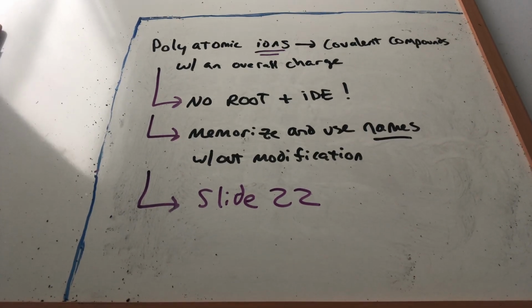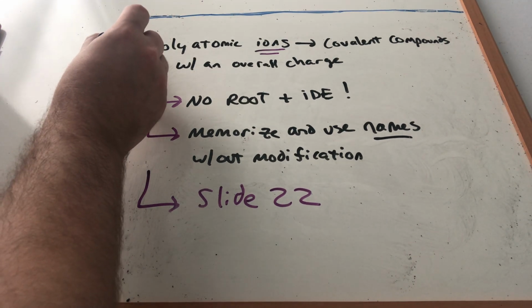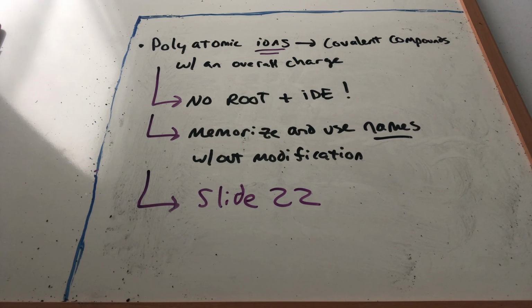So we're still within ionic compound naming. We're close to being done with it, but there are a couple other situations we need to discuss. And the first is ionic compounds that contain polyatomic ions, right?